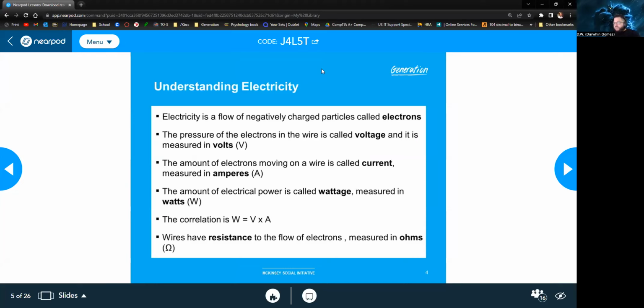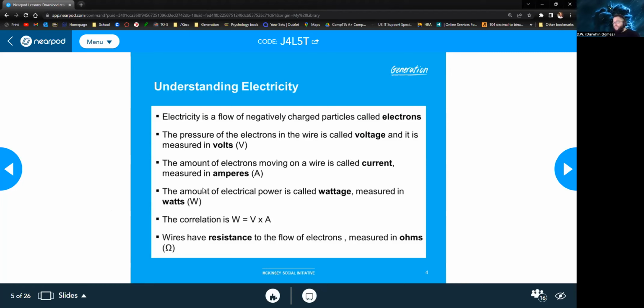All right, so power supplies deal with electricity, so we need to have a basic understanding of electricity. Electricity is basically a flow of electrons, and electrons are a very small particle that are negatively charged. They circle the nucleus of an atom. We don't need to go into all that. The pressure of electrons in a wire is called its voltage, and it's measured in volts. So when you see volts, that is a measurement of the pressure of electrons inside of a wire. The amount of electrons moving on a wire is called the current, and this is measured in amperes.